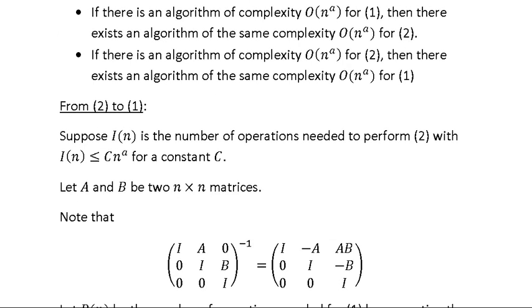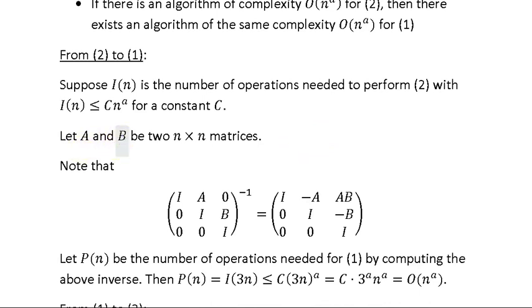Suppose that we already have an algorithm for finding the inverse of an n by n matrix, and the complexity is n to the power a. And we use I_n for the number of operations needed for that. So I_n is less than or equal to a constant c times n to the power a. What we need to do now is to find an algorithm for finding the product of two n by n matrices.